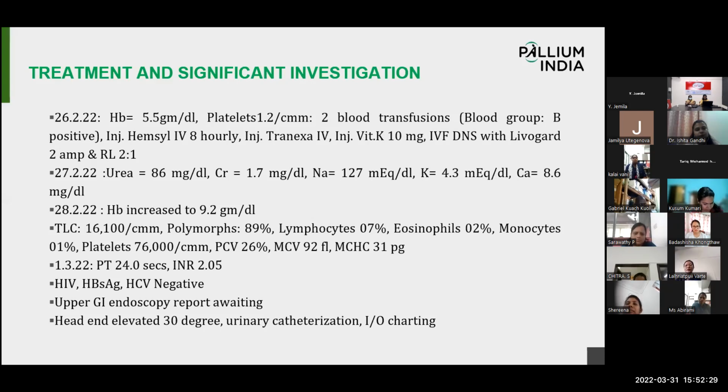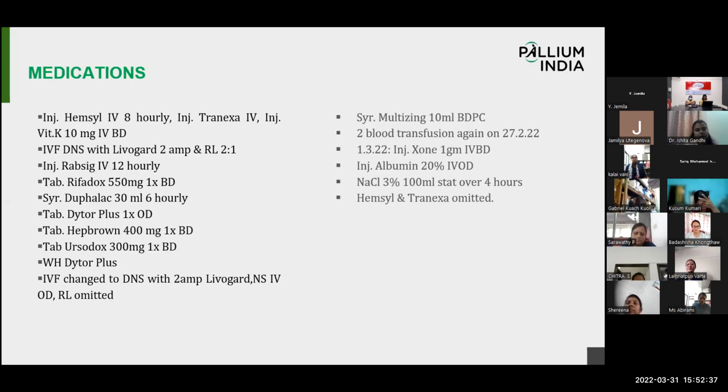The head end was elevated to 30 degrees, urinary catheterization was done, and IO charting was also maintained. The medications given were Hemsil, Tranexa, and vitamin K, and DNS with Livogard, Repsic IV 12 hourly, and Rifadox BD, syrup Dufalac 30 ml 6 hourly, tablet Ditor plus OD, tablet Hep Brown 400 mg twice a day, and tablet Arsodox 300 mg twice a day.